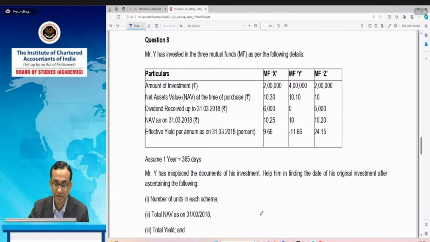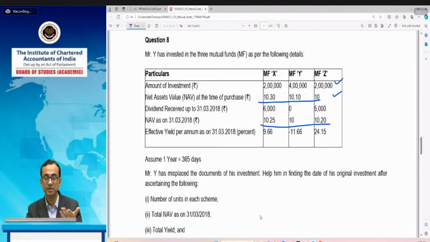Here, in question number 8, the amount of investment is given, and the opening NAV is also given. Dividend received is given. The closing NAV is also given. So in the same way, closing NAV minus opening NAV will be the return, and then this dividend will be added back to get the total yield.